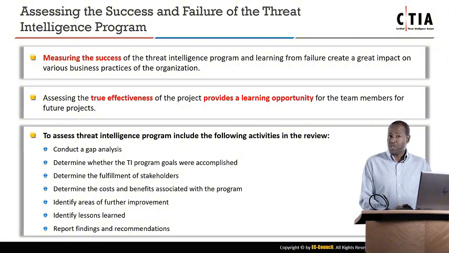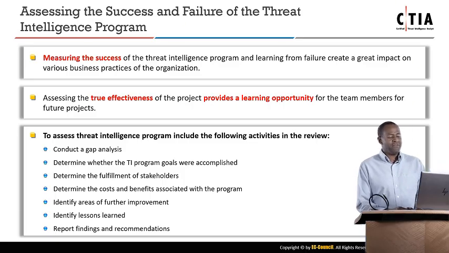Number two, determine whether the TI program goals were accomplished. And these should have been set out very clearly in the beginning, so it should be fairly easy to determine if the goals were accomplished. And then determine the fulfillment of stakeholders. Some of this is going to be done using surveys, where we will set up a survey and send it to stakeholders so that they can honestly report their satisfaction with the way the program was implemented. Right? We want to have static and well-defined facts.